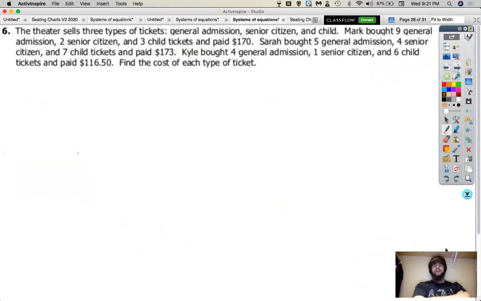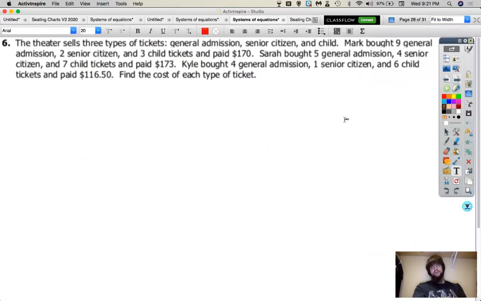Theater sells 3 types of tickets: general, senior, and child. Mark bought 9 general, 2 senior, 3 child tickets. So whenever we're dealing with an application problem, just get in the habit. List out what your variables are and what they mean. So I've got general, I've got senior citizen, and I've got child. So those are some good letters to me. You could use XYZ, you could use LMNOP, except only 3 of those. Whatever you want to use, as long as you tell me what they mean.